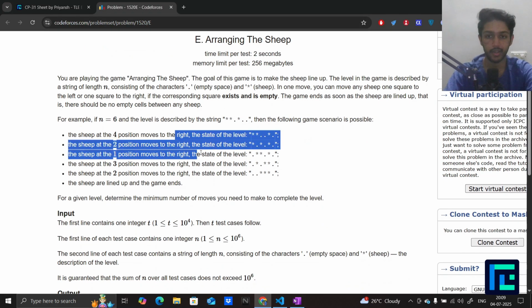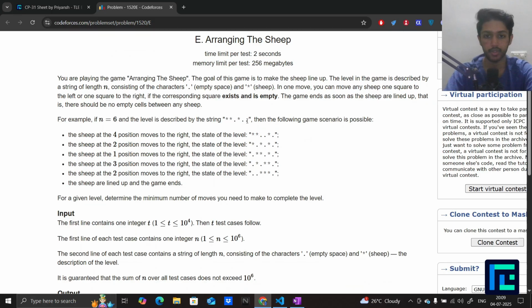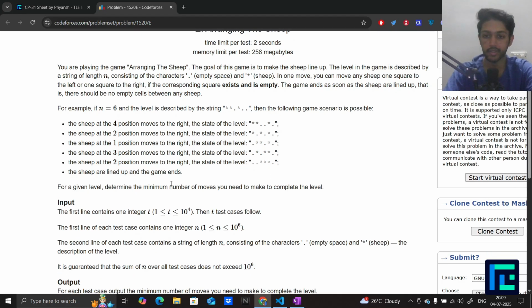Okay, so they have just made something like first they moved this to the right, then they moved this one to the right like this, and then they moved this to the right, and then finally after doing all of this they reached here, right, where all three of the sheep are lined up. Okay, for a given level, determine the minimum number of moves you need to make to complete the level. So to complete the level, that means we have to line up the sheep.